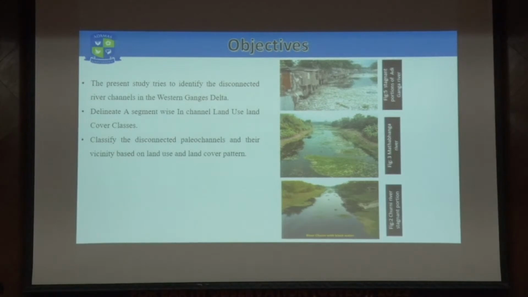So the basic objectives for this present study. The present study tries to identify the disconnected river channels in the Western Ganges Delta. Secondly, delineate segment-wise in-channel land use and land cover classes, and classify the disconnected paleo channels and their vicinity or proximity on the basis of land use and land cover pattern. And you can see some photographs which capture some stagnant portions of the Adi Ganga and Mathapanga Churni rivers.